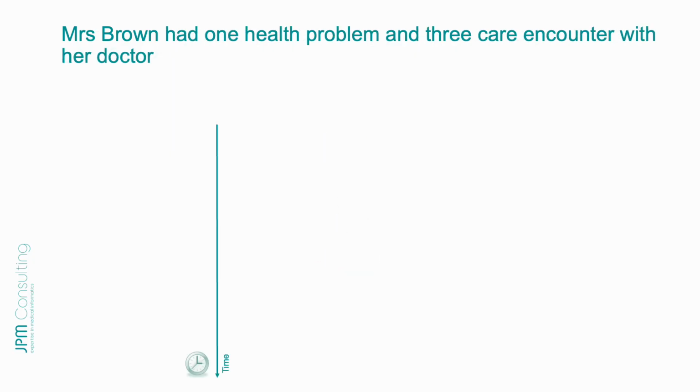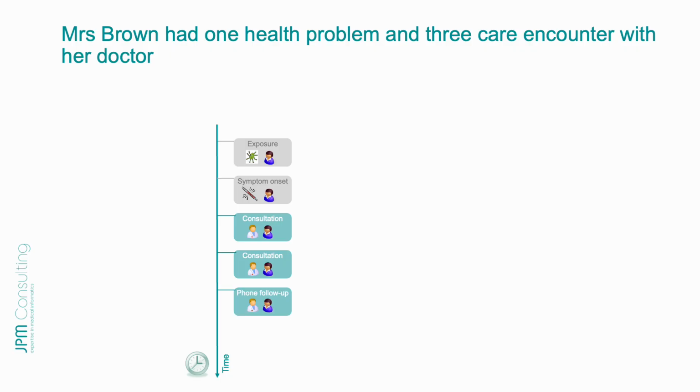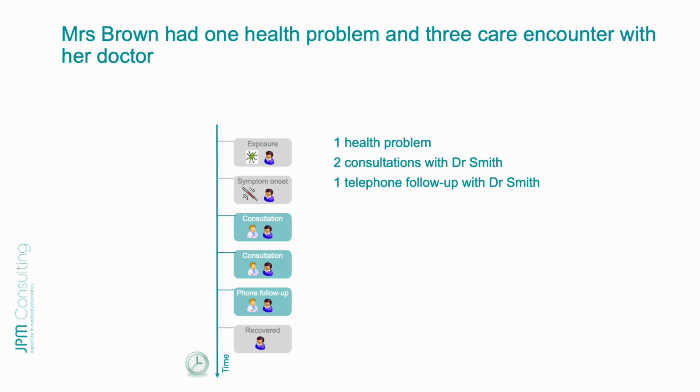Let's summarize the case on a timeline. First, Miss Brown is infected. A few days later, she develops symptoms. She then visits her GP. A second consultation follows. 3 days later, she reports improvement by phone. 2 days later, she has fully recovered. So, this is one health problem managed through 3 care encounters with her GP.